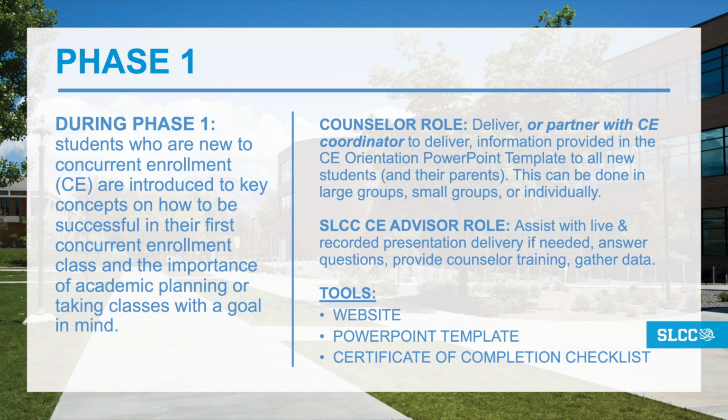So during Phase 1, the counselor role is to deliver or to partner with the concurrent enrollment coordinator to deliver information provided in the concurrent enrollment orientation PowerPoint template to all new students and their parents. Now, I want to point out the italicized text there that says, or partner with a CE coordinator. So this is not necessarily the counselor's responsibility, but a joint partnership between the counselor, the coordinator, and even the concurrent enrollment advisor.